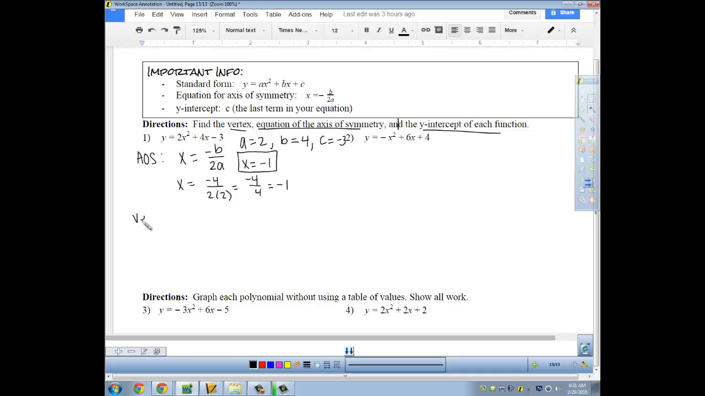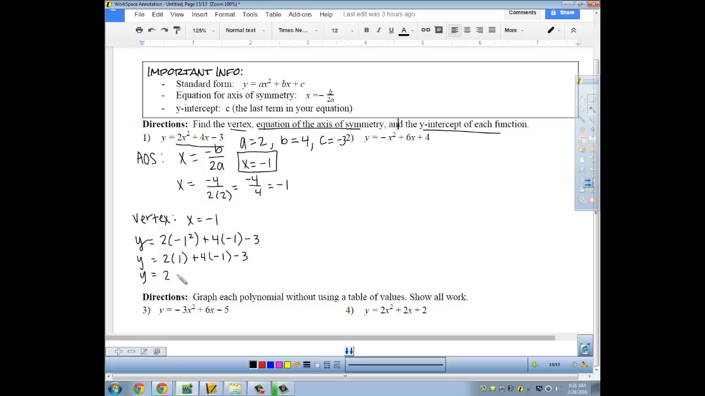Next, I'm going to find my vertex. Now, the reason why it's easiest to find the axis of symmetry first is that I actually use that to find my vertex. So I know that x equals negative 1 according to my axis of symmetry. So from there, I'm just going to take my equation, my 2x squared plus 4x minus 3, and plug in negative 1. So y equals 2 times negative 1 squared plus 4 times negative 1 minus 3. So y equals 2 times negative 1 squared is 1, plus 4 times negative 1 minus 3.